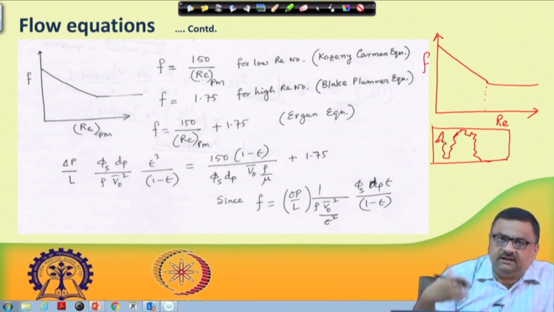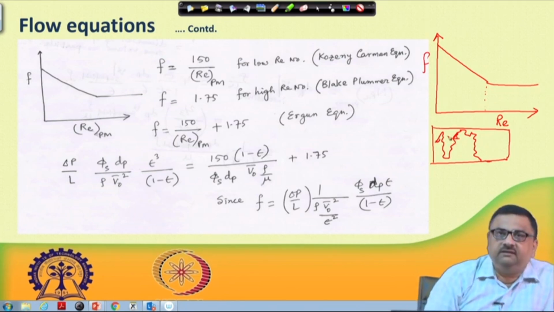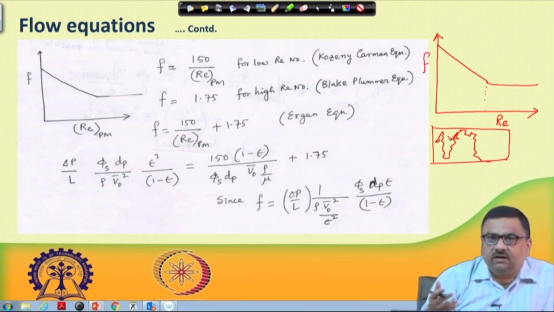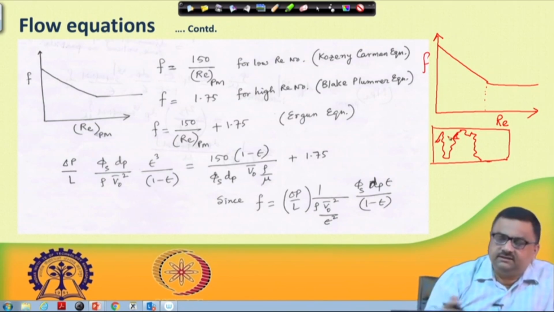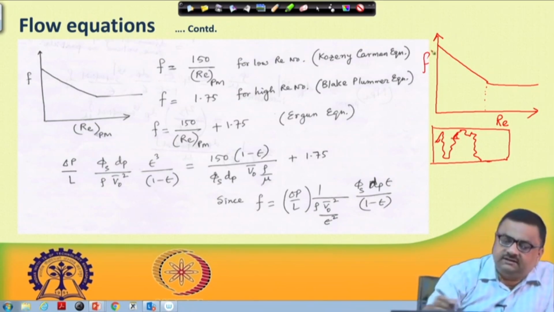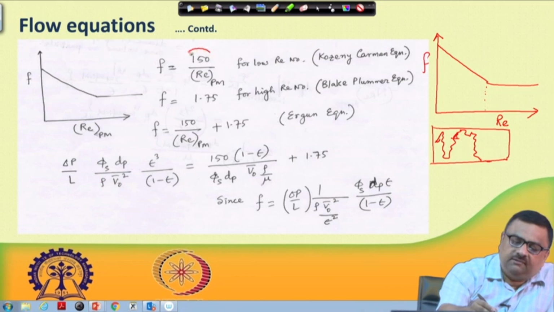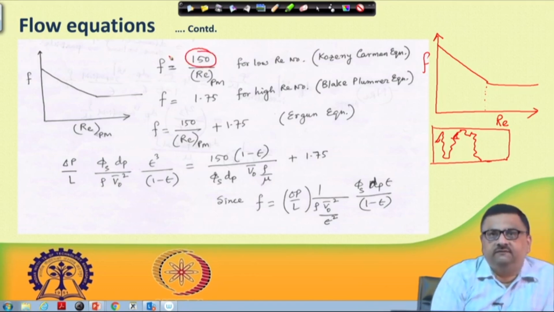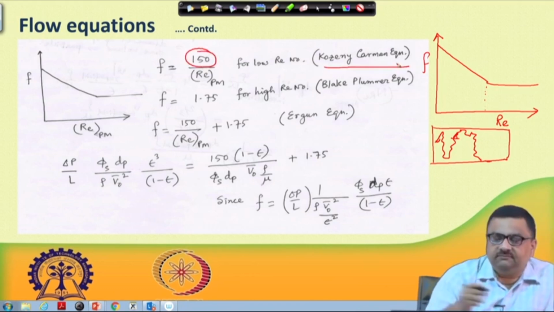So, then there are arguments, okay, let us say we go by an angle of 45 degrees, so it would be cos of, I mean it is then 1 by root 2, so you have to take into account those factors, etc. So, instead of 64, they have come up with this number 150. This is what is the Kozeny-Kármán equation.